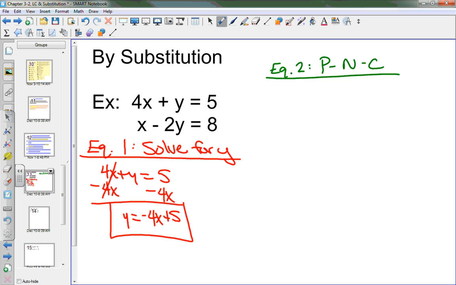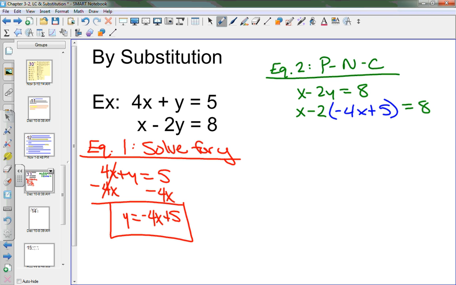So equation 2 is going to be x minus 2y is equal to 8. And every place I see y, what am I going to plug in for it? Negative 4x plus 5. So I have x minus 2 times negative 4x plus 5 is equal to 8. Do we all see what I did up there, yes or no? Yes. The blue represents the new expression that I solved for previously in equation 1. We good? Yes. Perfection.